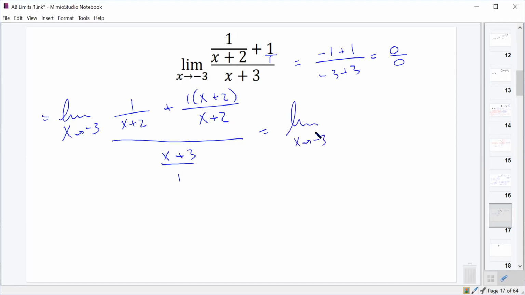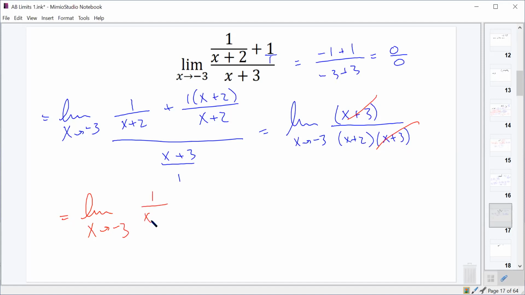Yep. And we got the limit as x approaches negative 3. And then up here, we're going to have 1 plus x plus 2, which is just going to be x plus 3. And in the denominator, we're going to have x plus 2. And then that x plus 3 is going to get thrown in there with it also. And we should then be able to easily cancel out the x plus 3s, giving us a limit as x approaches negative 3 of 1 over x plus 2, which is 1 over negative 3 plus 2, or negative 1.